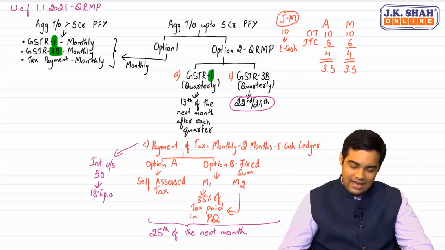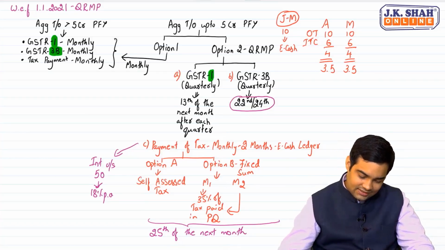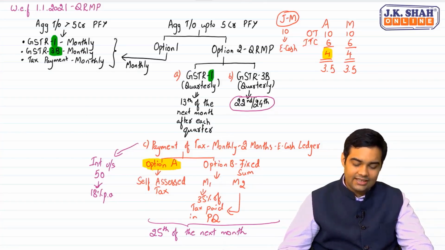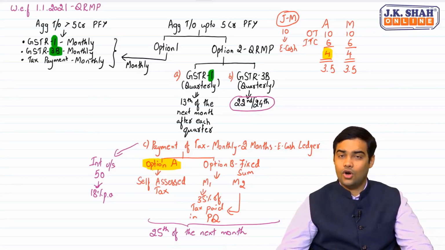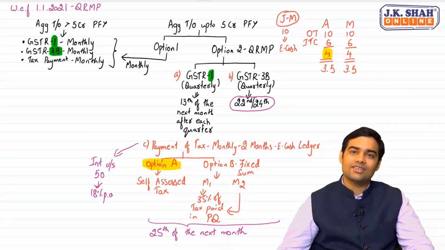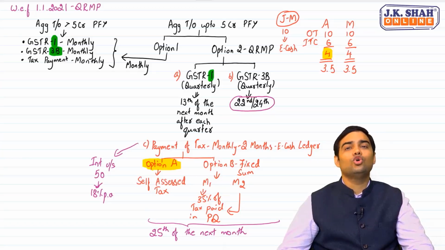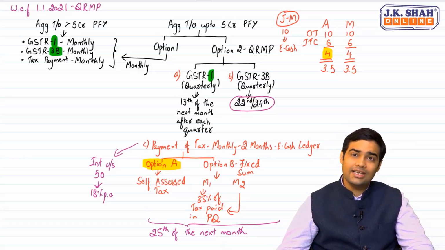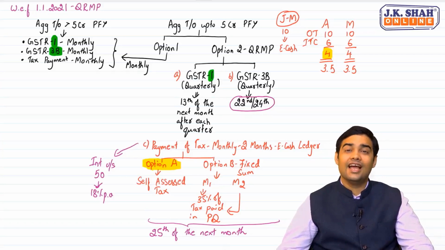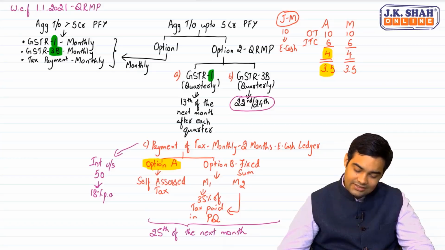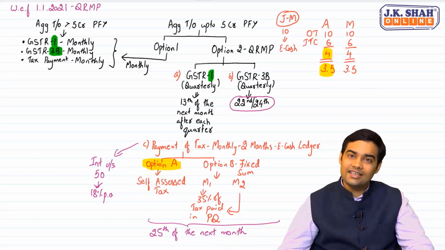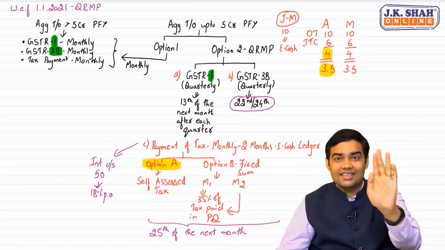Now, think about one case. Say suppose I go under self-assessed and I don't pay 4 rupees. Will interest apply? Sir, yes, interest will apply. Okay. If I go under self-assessed and pay 2 rupees, whether interest will apply? Yes, interest will be applicable. Third case, if I go under fixed sum and pay 3 rupees 50 paise instead of 4 rupees, will interest be applicable? The answer is no.